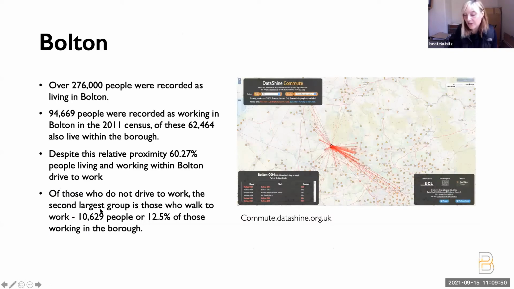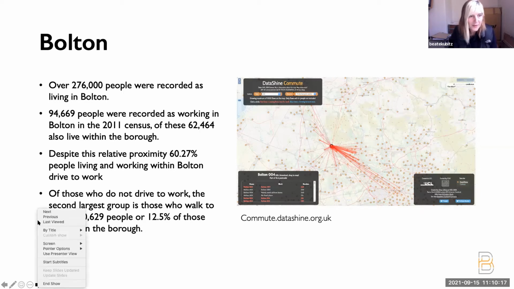This really excellent Data Shine tool shows you where people leaving my chosen area of Horwich in Bolton are travelling to. That map shows that people are mainly travelling into the centre of Bolton, but then you've got a much more dispersed travel pattern into central Manchester and Greater Manchester, and sometimes to the north.